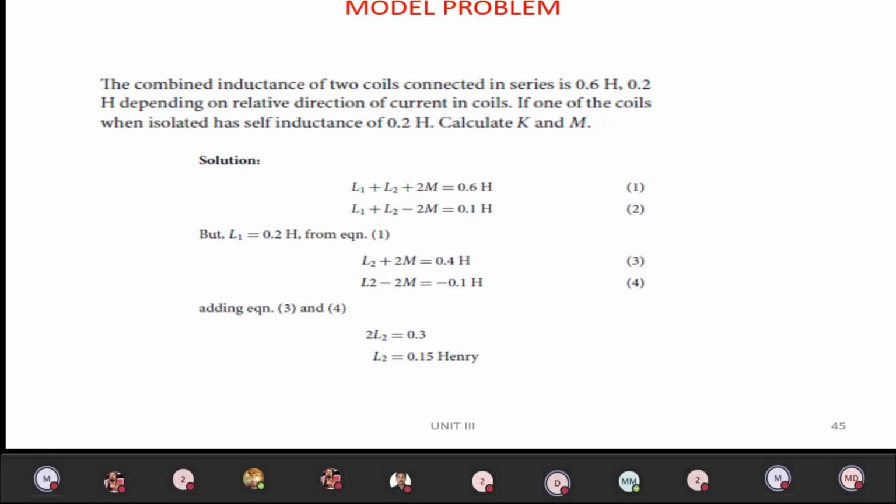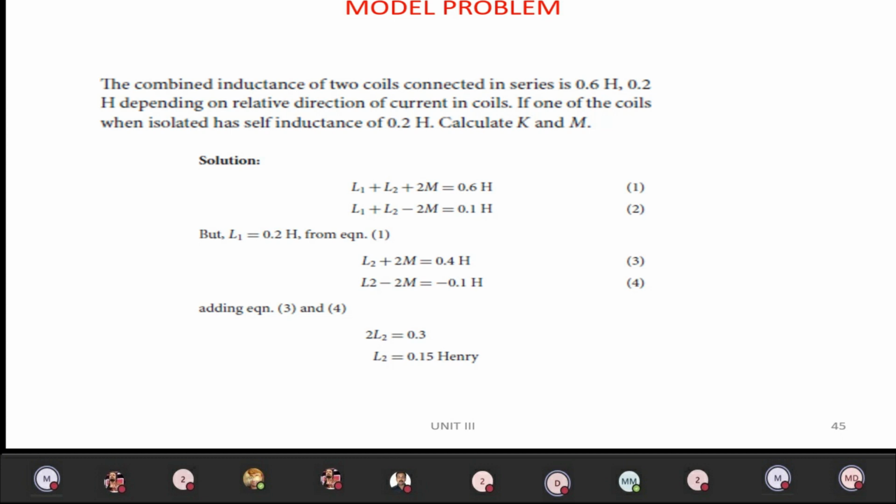Like that they will give you one inductance of a coil, where we have to find out the other inductance. So L2 plus 2M is 0.4 Henry, and L2 minus 2M is 0.1 Henry. So we have calculated the inductance values.